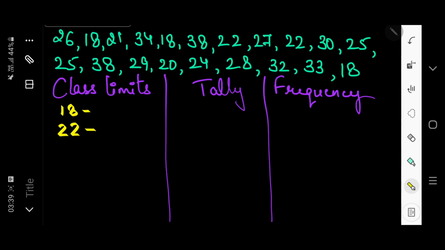Then again we will add 4 to 22, and that will be our third lower class limit. So that will be 22, 23, 24, 25 and 26. So it is 26. In a similar way, we will add 4 to each lower limit of the class limits and write down all the lowest values. So as we have done here, 18, 22, 26, then the next one will be 30 after adding 4 to it. Then after that it will be 34, and then after that it is 38.